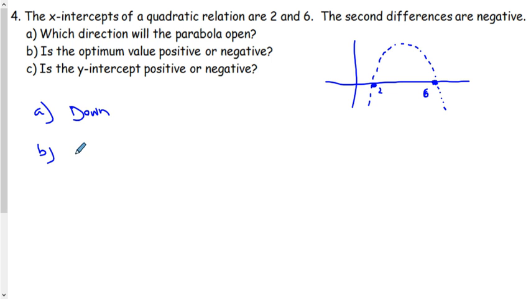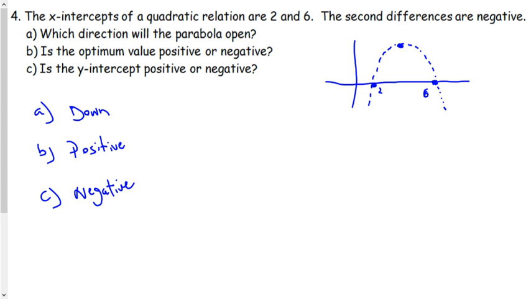What's the optimum value? That's our y-coordinate of our vertex. Is it positive or negative? It's got to be positive because we know that optimal value is above the x-axis because it's opening down. And is the y-intercept positive or negative? Well, we know the y-intercept is going to hit it somewhere down here. I'm not sure where, so the y-intercept has got to be negative. So can we think about what we know, draw a little sketch of what it might look like, and then interpret that information? Sure, we can.